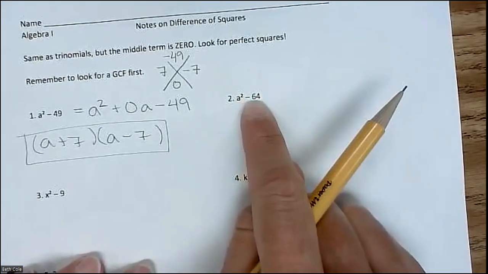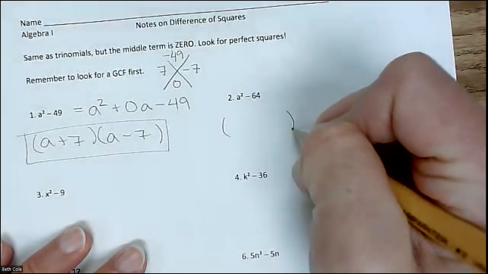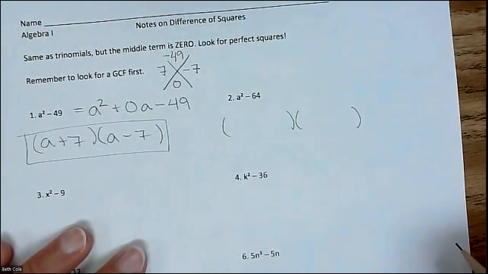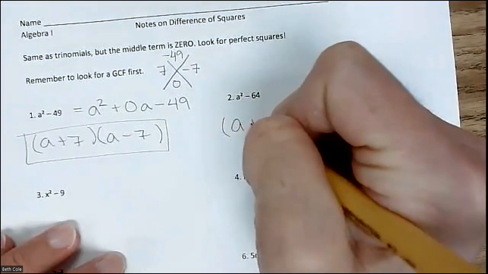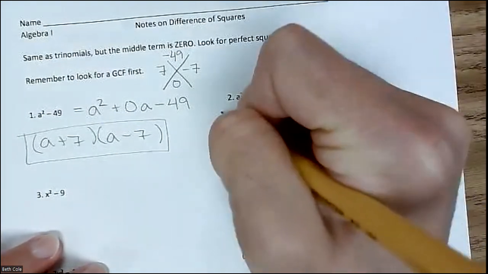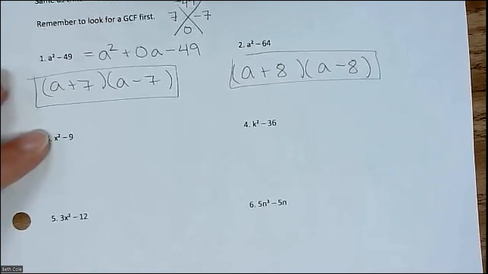Do you notice how this is a 64 and that's a perfect square? Draw your two sets of parentheses. What is your square root of 64? 8. So this is going to be a plus 8 and a minus 8. Because 8 minus 8 equals 0. Cool.